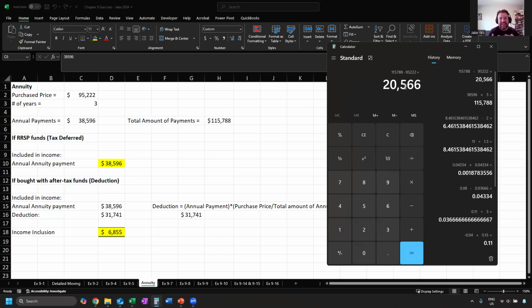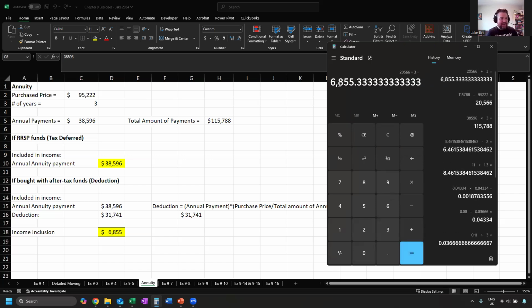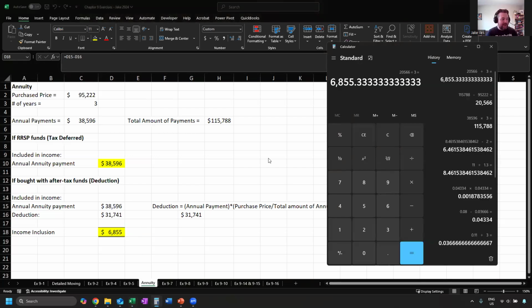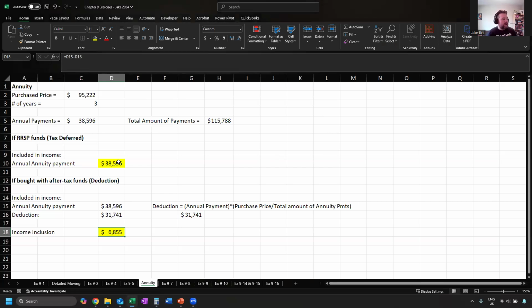That difference is income. So that income is going to be split over the years of the payments. So divided by the 3 years is 6,855. So that's our answer down here. We're kind of jumping to it. But what's happening is I'm basically taking the total income for the annuity and splitting it up on a per year basis. How does this work?